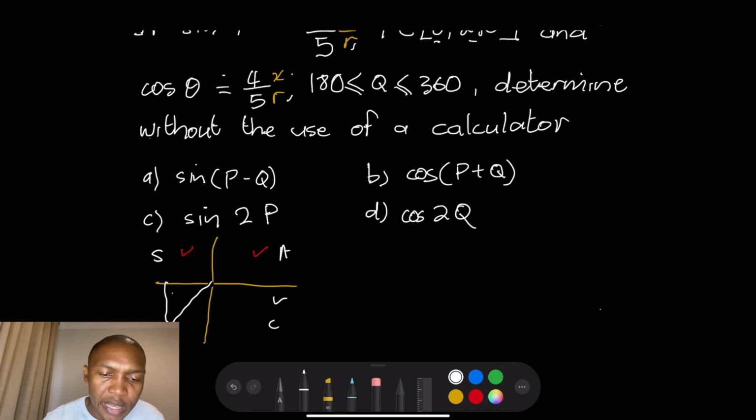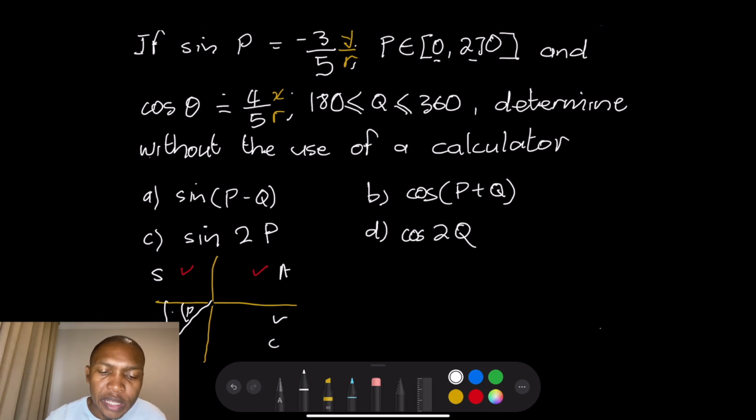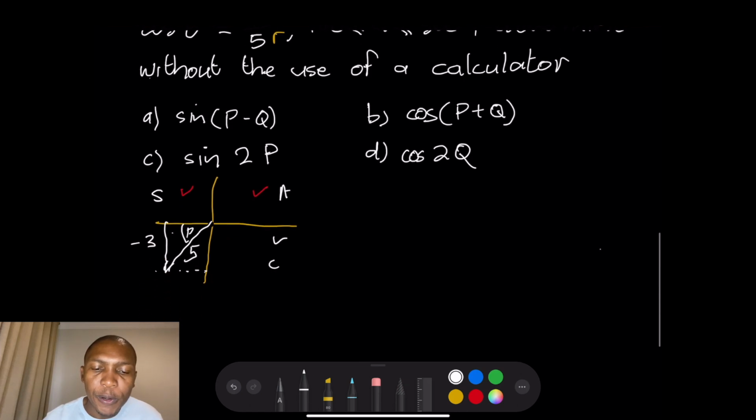Okay, so there is my angle. So that's angle P. Now I need to find out the missing side. I know that my y value is the one that's going to be negative, because remember, y would be negative here. So that would be -3. And of course, my r value is always positive. Please remember that r is always positive. So in this case, I'm going to look for my x value. How am I going to get that x value?